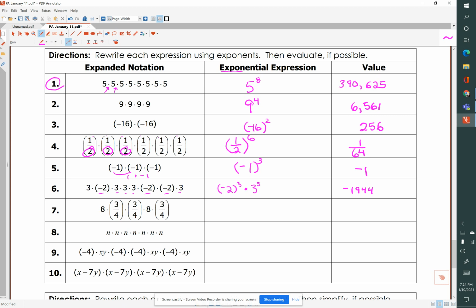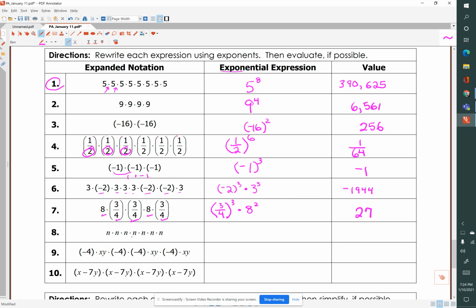Similarly, number 7, we have 3/4 to the third power. So 3/4 in parentheses to the third power times 8. 8 times 8 is 8 squared, or 8 to the second power. And when we evaluate 3/4 times 3/4 times 3/4 and multiply that times 8, which is 64, the 3/4 is going to reduce the 64 because it's less than 1. So the final answer will be 27.